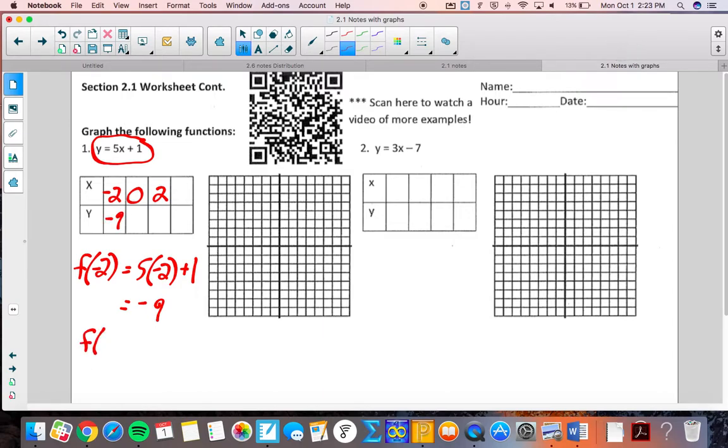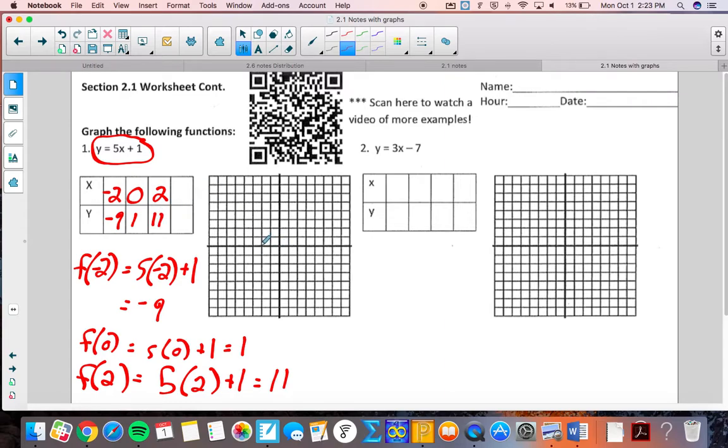And when x is 0, 5 times 0 is 0, plus 1 is 1. So f of 0 is 1. And then when I put in 2 for x, 5 times 2 plus 1, I get 11.